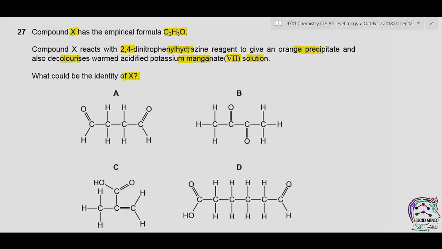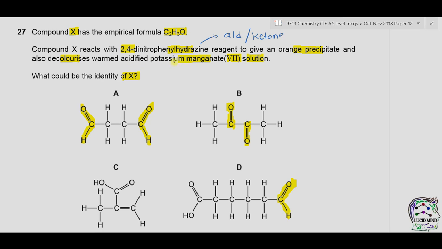Now from the test with 2,4-DNPH we can find out that compound X is either an aldehyde or a ketone, because only an aldehyde or ketone can give an orange precipitate with 2,4-DNPH. So in A we have an aldehyde functional group on both sides, in B we have a ketone functional group, in C we have a carboxylic acid and alkene, in D we have a carboxylic acid and aldehyde. So A, B and D can give a positive result with 2,4-DNPH while C will not.